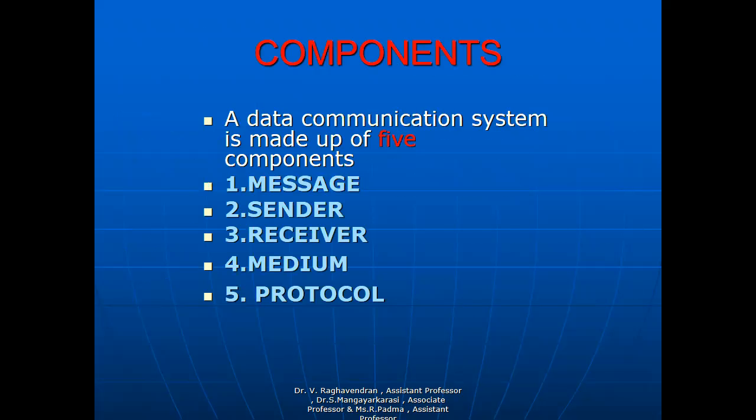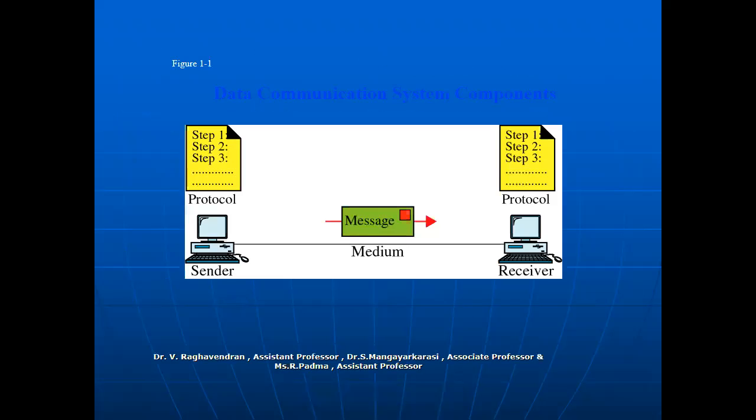Next we are going to see the components of data communication. In a data communication system, 5 components play an important role: the first is message, second is sender, third is receiver, fourth is medium, and fifth is protocol. This diagram shows the data communication system with the different components. On the left-hand side the sender is available. The sender is connected by a medium. On the right-hand side the receiver is located. The sender is used for sending messages.